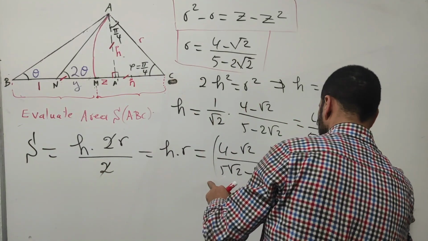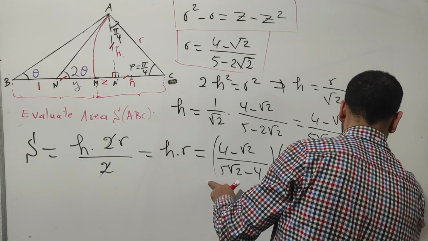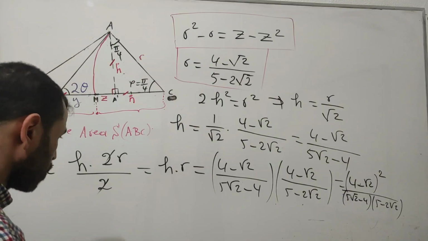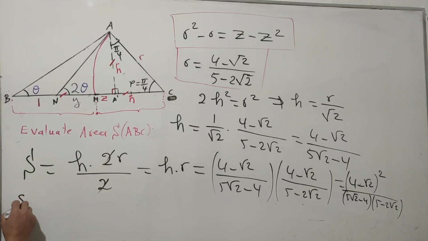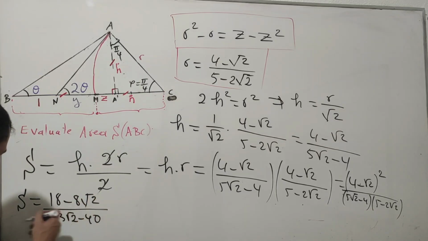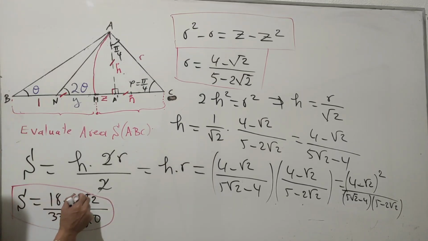So I will have here (4 minus square root of 2) squared all over these things. When you calculate this one, it will end up with 18 minus 8 square root of 2 all over 33 square root of 2 minus 40. Okay, so I didn't use a calculator to calculate the exact value of this one.